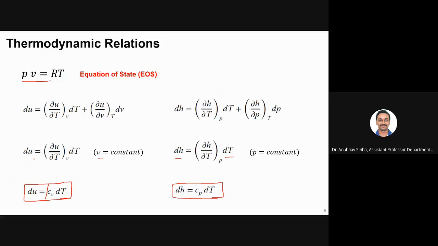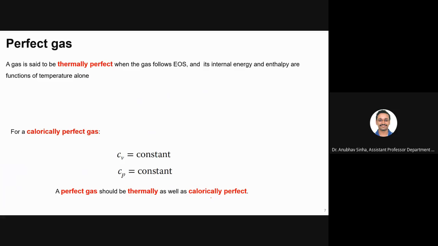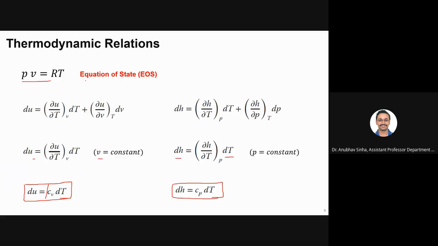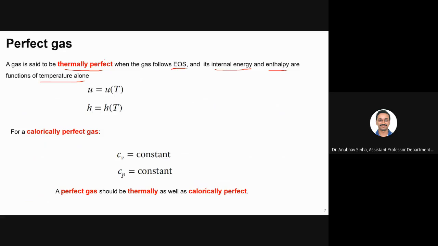Now let us define what a perfect gas is. In this course, we'll talk about perfect gas, which is a thermally and calorically perfect gas. A gas is said to be thermally perfect when it follows the equation of state, what we saw on the last slide, and its internal energy U and enthalpy H are functions of temperature alone. So basically it says that U and H should not be dependent on these other parameters. It should be a function of temperature alone. Then you can call the gas thermally perfect if this is true.